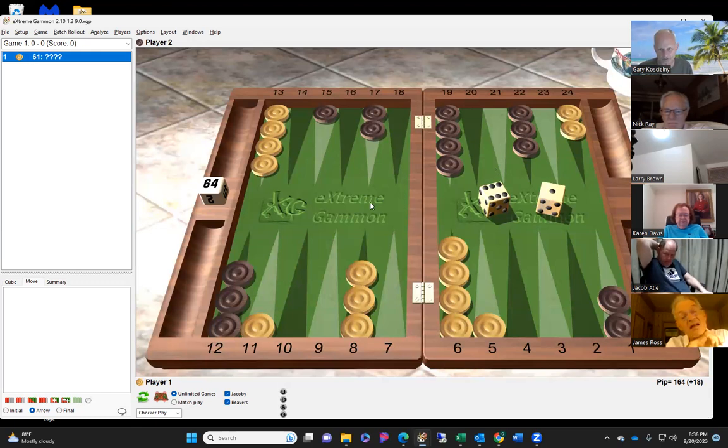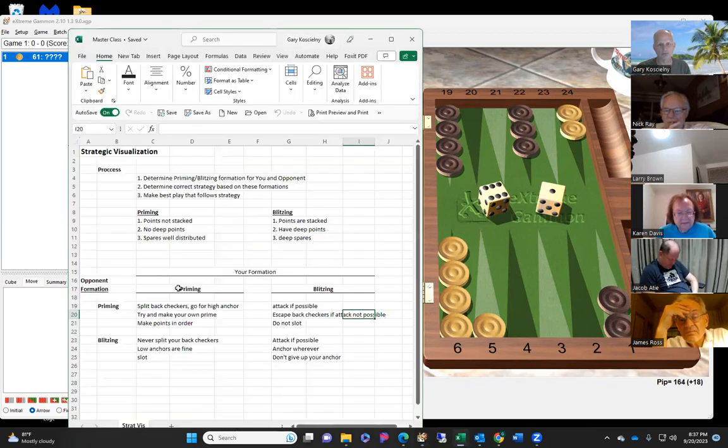So 6-1. What do we do? Well, we're playing blitz. I like 13-7, 6-5. So 24-18, 6-5, I agree. You like 24-18? Okay. Let me bring it up here. Prime versus blitz. We're priming, opponent is blitzing.